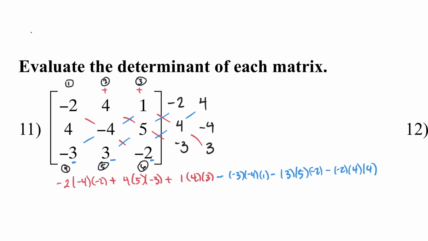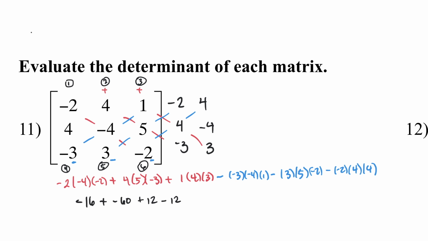At this stage, I'm going to go in and evaluate what each one was. So the first product, you got negative 2 times negative 4, that's 8. 8 times negative 2 is negative 16. Plus, and we have 20 times negative 3, so it's negative 60, plus 12. Then we got 3 negative signs in a row. If I've got an odd number of negative signs, that means I'm going to be subtracting. So it's going to be minus 12.